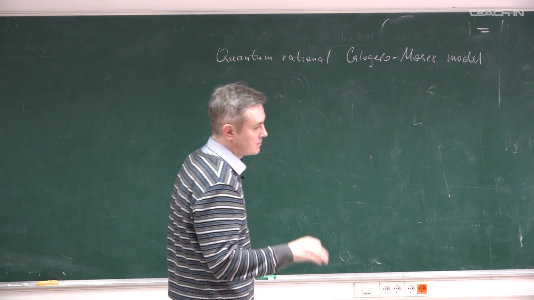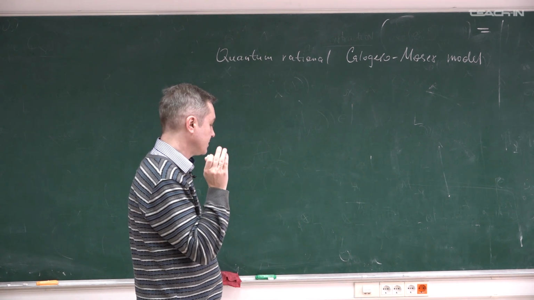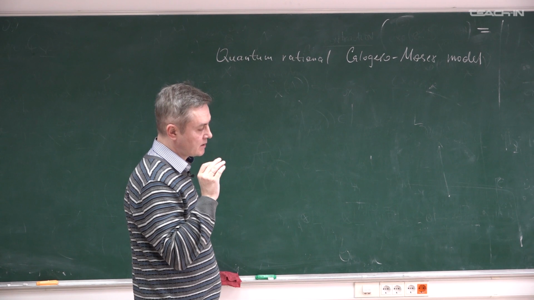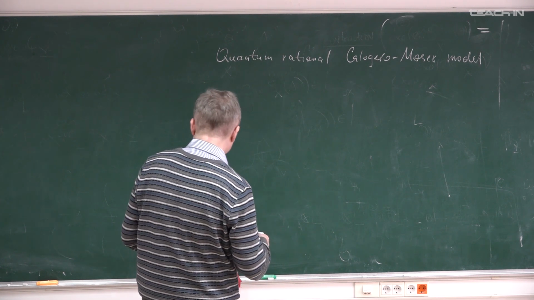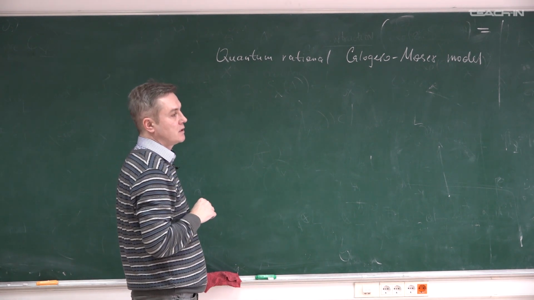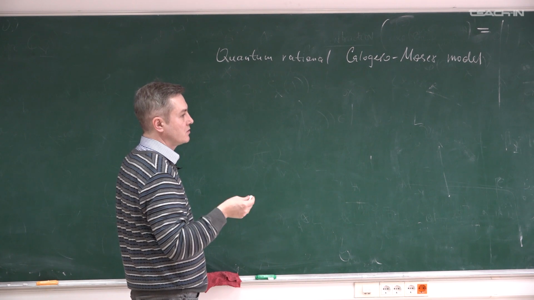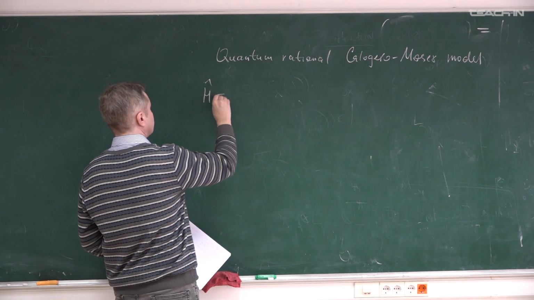We discussed it at classical level, and we obtained it by considering reduction from Knižnik-Zamolodchikov equations. And today we are going just to discuss how to solve the corresponding Schrödinger equation. Let us write down the Hamiltonian.